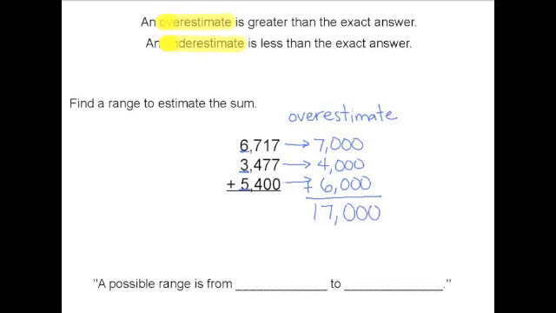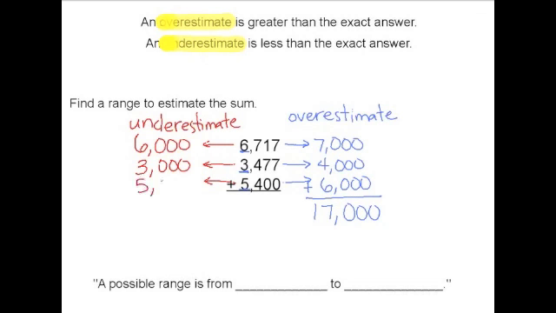Now I'm going to do the other side with an underestimate. And an underestimate is less than the exact answer. So I'm going to round all of these numbers down, whether the regular rounding rules tell me to do that or not. So 6,717 rounded down to the nearest thousand is going to be 6,000. 3,477 rounded down to the nearest thousand is going to be 3,000. And 5,400 rounded down to the nearest thousand is going to be 5,000.